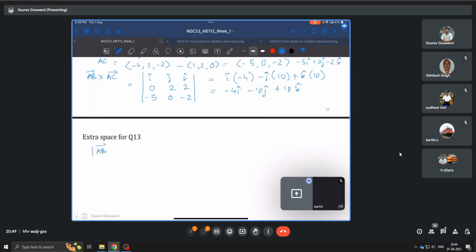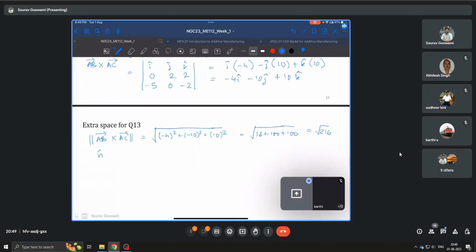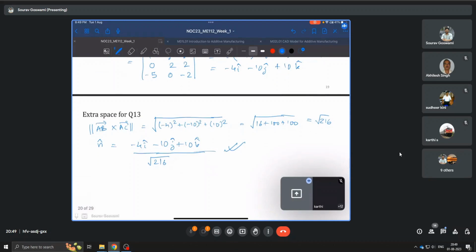So I divide it by its magnitude. And your unit normal is, of course, it is possible to simplify this further, which you guys can do. This is the unit normal vector required in this case.